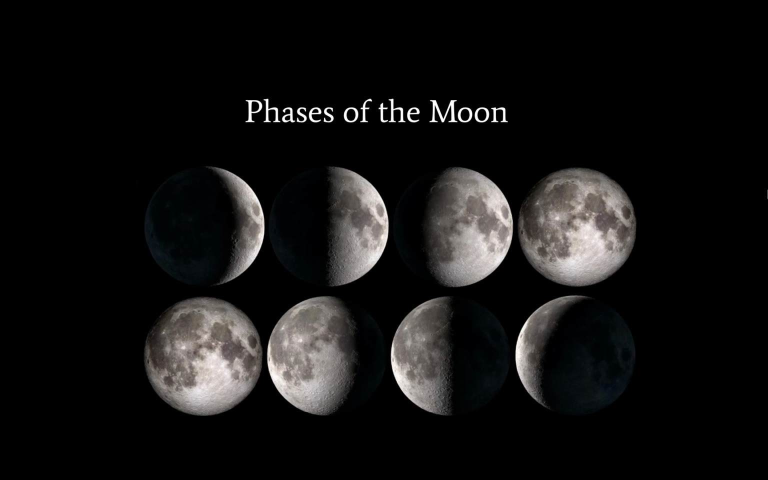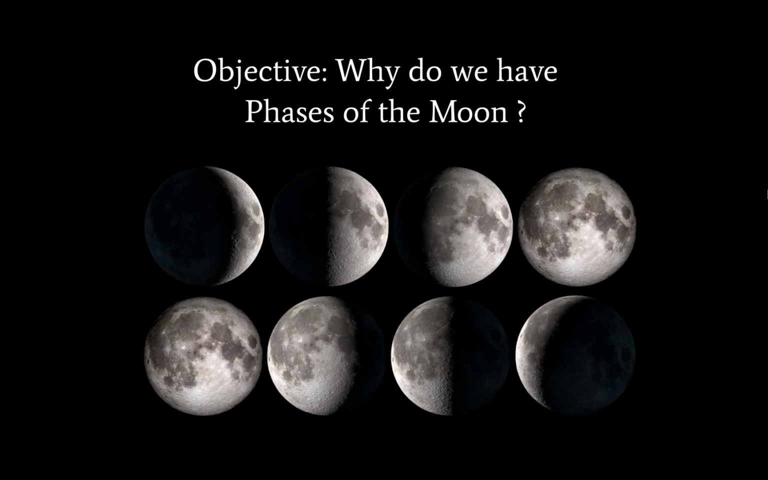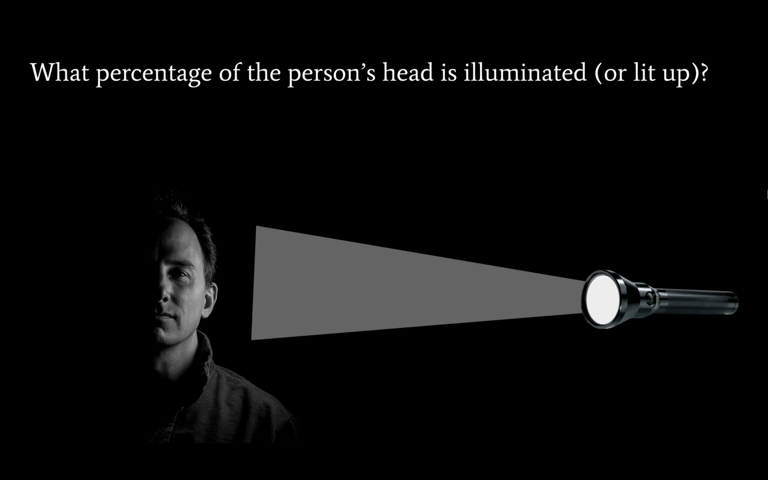So today, we're going to be talking about the phases of the moon. Here are some examples of phases of the moon, and it's when different parts of the moon are lit up by the sun. So our objective is, why do we have phases of the moon? In order to answer this question, we're going to do an experiment of a person in the darkness, and there's only one flashlight to represent the sun.